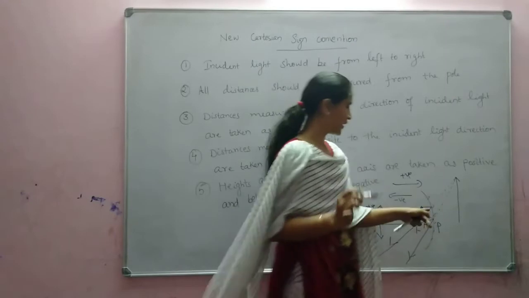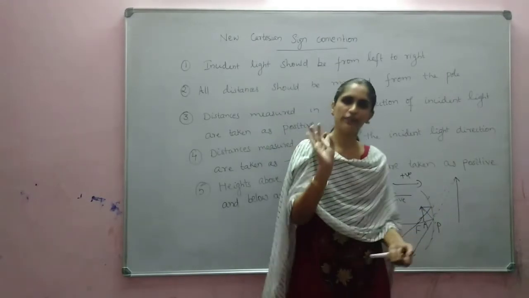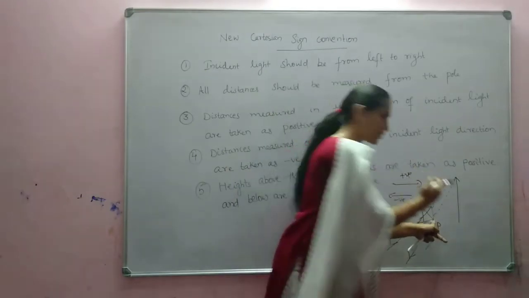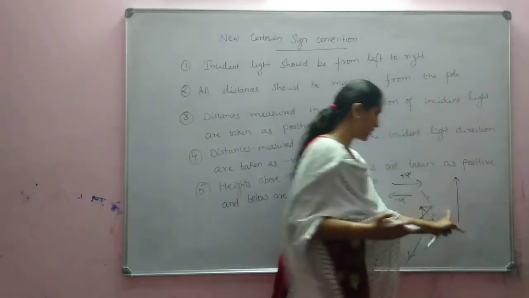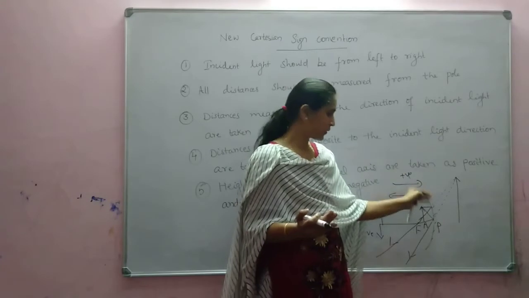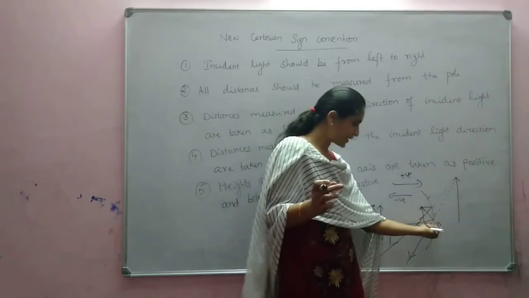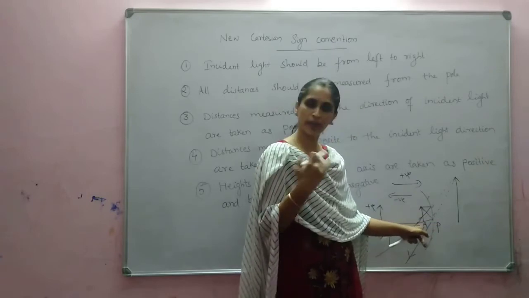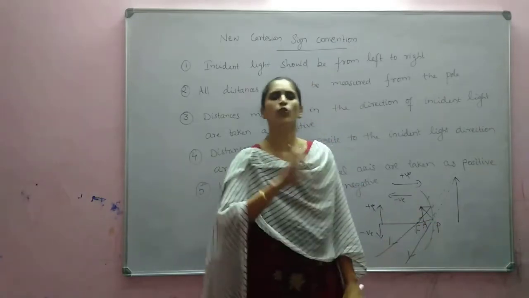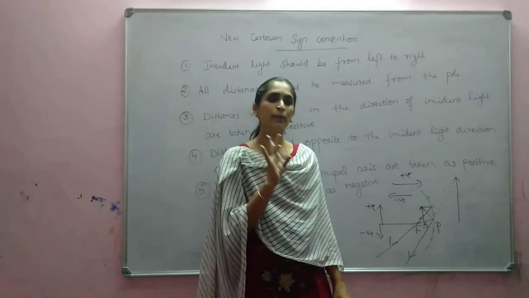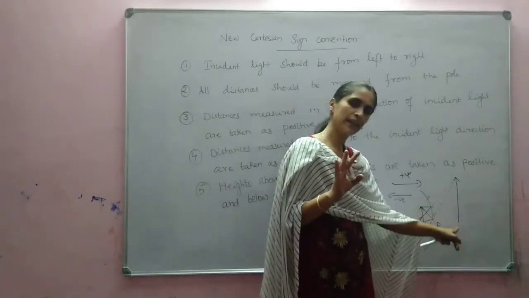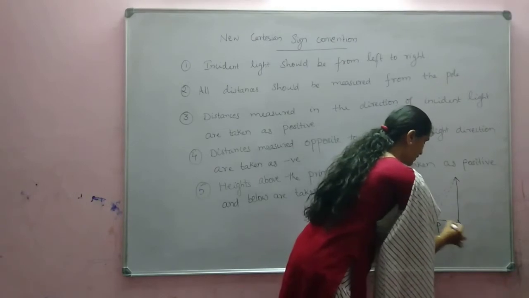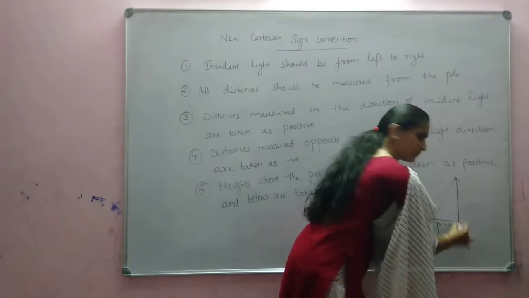Here we can consider this P as similar to the origin. In the origin, this part will be positive, here it will be negative, above positive and below negative. So the object distance from the pole to the object will be negative. In all cases, object distance will be negative. Similarly, the image distance, from pole to image, will be positive.